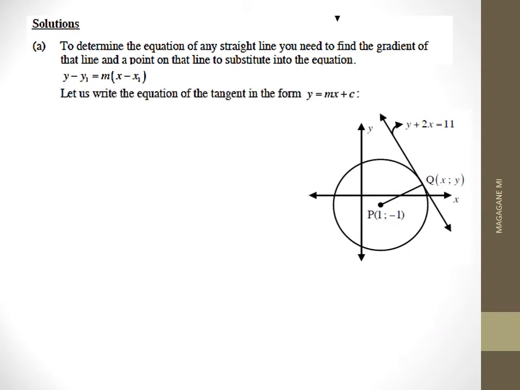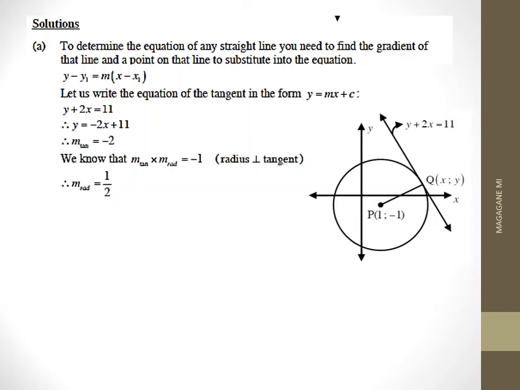So let us write the equation of the tangent in the form y equals mx plus c, the standard form. If you look at this equation, it's not given in the standard form. It's y plus 2x equals 11. So firstly, we must write it in the standard form. We must make y the subject of the formula so that we can find the gradient. So we'll have y equals minus 2x plus 11. Therefore, the gradient of the tangent is negative 2. Very, very important: firstly, you must write your equation in the standard form.